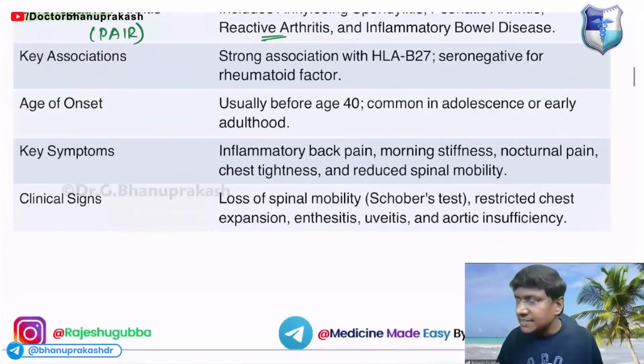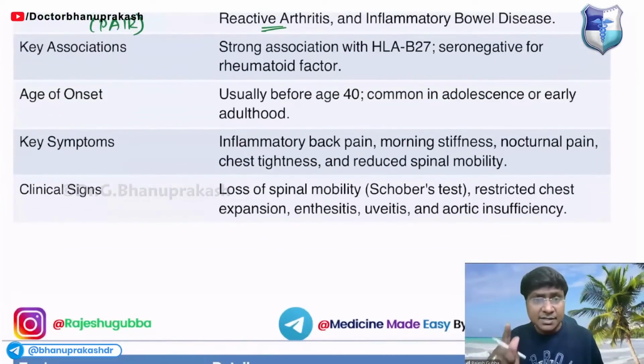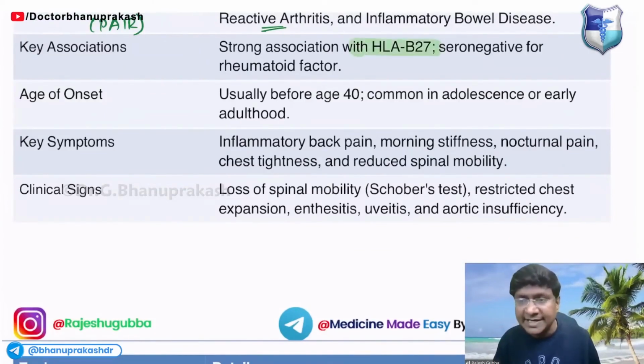Okay. Now, what are the associations? Please remember the association of ankylosing spondylitis. It is with HLA-B27. And what is the age of onset? Around the age of 40 years, and it is very common in adolescence or early adulthood.